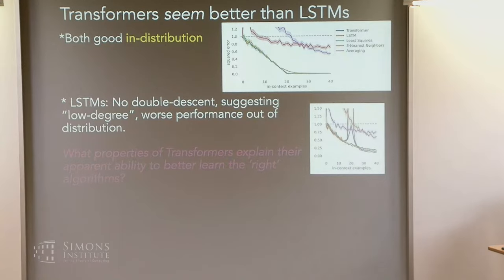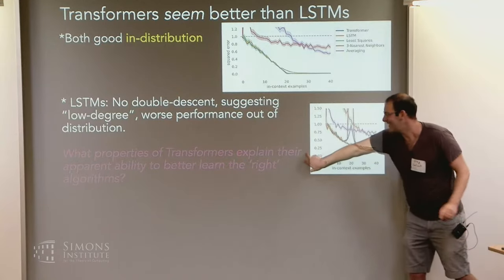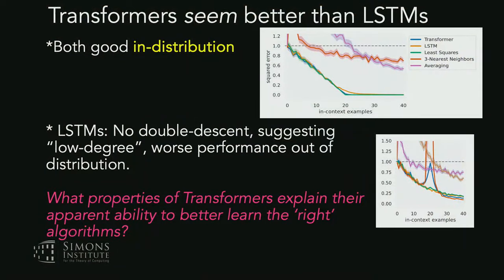Is there something special about the transformer structure? Yeah, that's what it says in pink. It seems like transformers are better at learning these very non-Lipschitz functions. They are better at learning the right algorithms. And a big question is what property of them enables this? Are there better architectures?